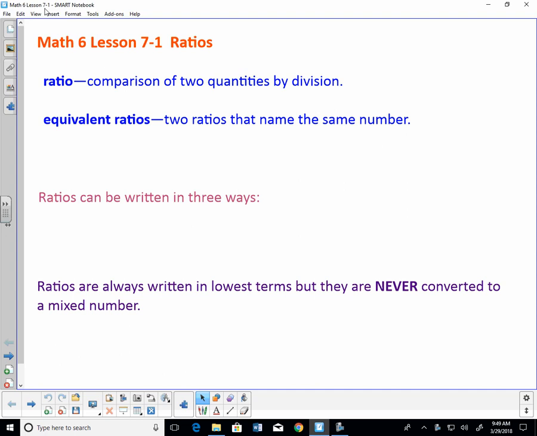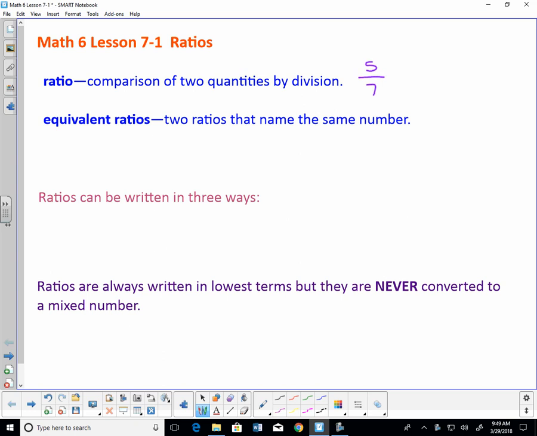This is Math 6, Lesson 7-1, Ratios. A ratio is a comparison of two quantities by division. We could say something like 5 boys to 7 girls. That's a ratio. They're two quantities, and we can show them by division by saying 5 to 7.